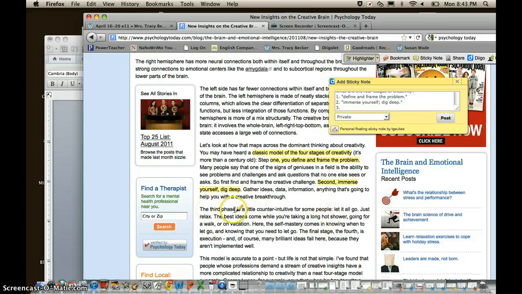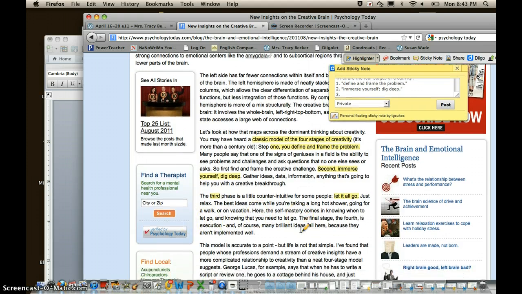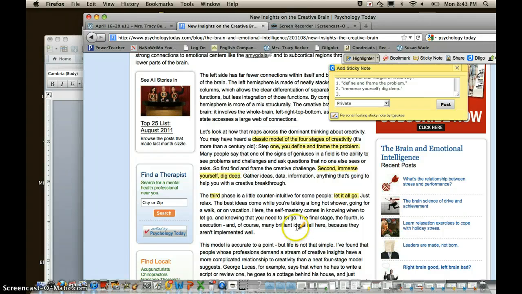Let it all go. I'm just going to highlight this word third. Let it all go. I wonder what that means. Just relax. The best ideas come while you're taking a long hot shower, going for a walk, or on vacation. Here the self-mastery comes in knowing when to let go and knowing that you need to let go. The final stage. Okay, so I'm going to write down, relax.